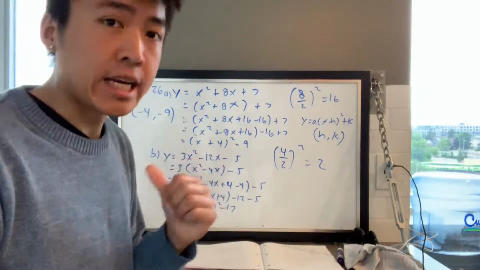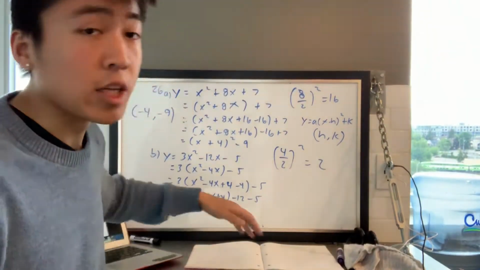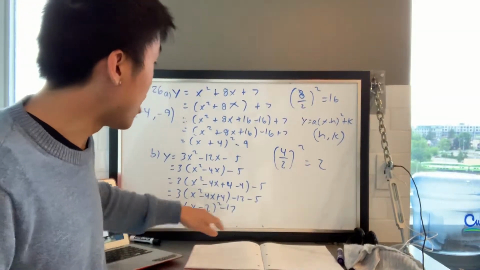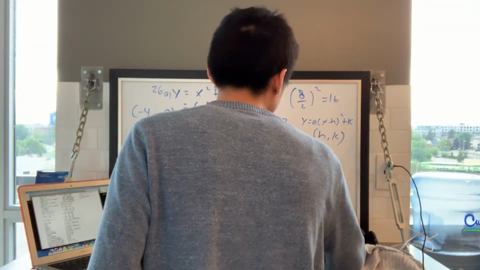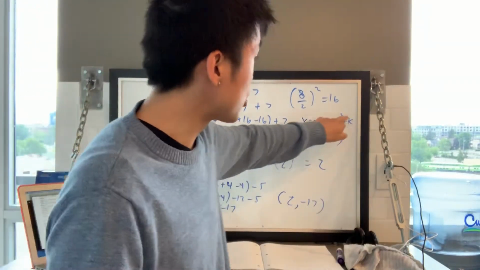Do I care that it's negative 4? No. As long as it hits the magnitude of the b term, or the number value of the b term, I'm fine. So we force a trinomial perfect square, so now we actually know the vertex for this one to be (2, negative 17). So that would be the vertex because it's (x minus h) squared plus k.